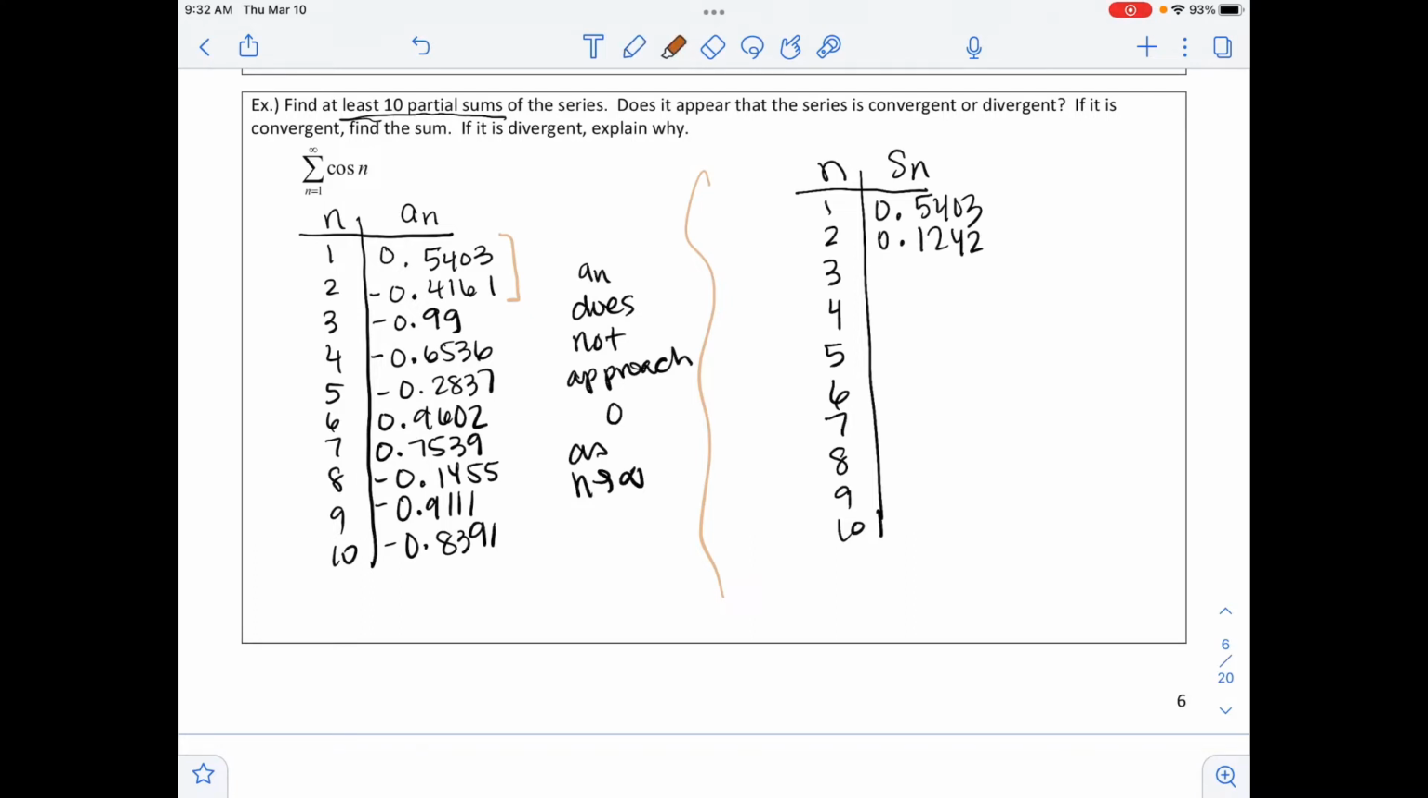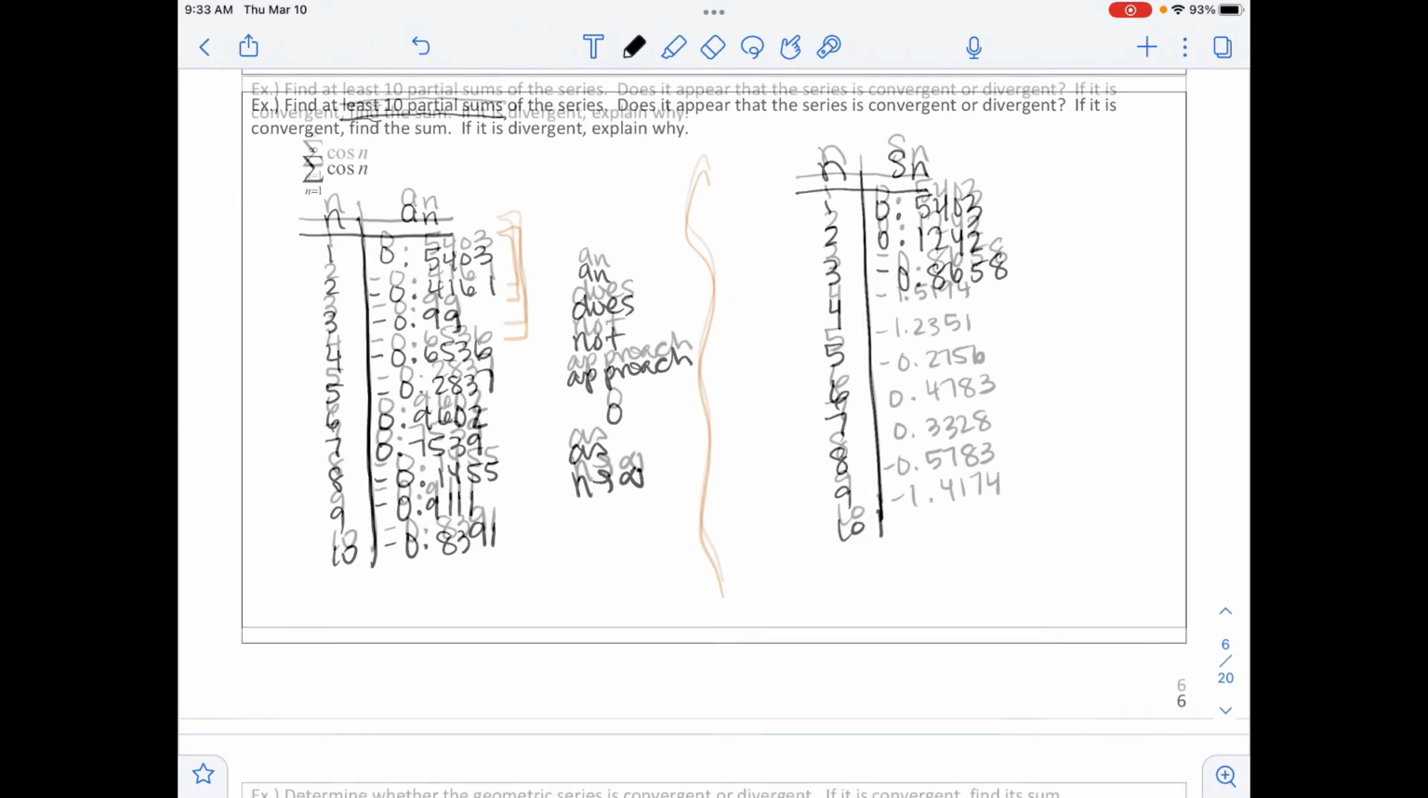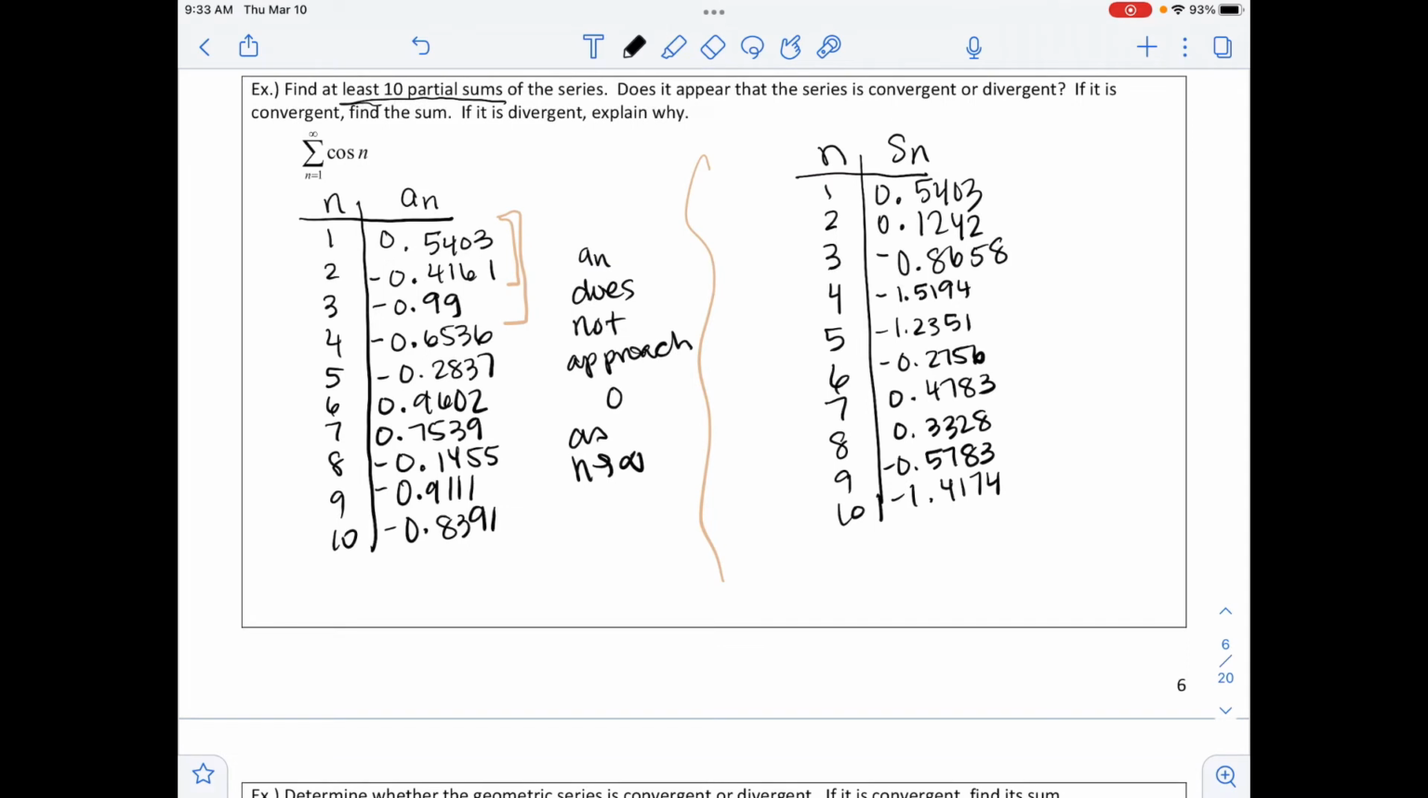Finding our third partial sum would be adding together these three terms, which is negative 0.8658. And continuing this on again with a calculator. And so from the calculator, we can calculate those remaining partial sums. And looking at the partial sums, it does not seem to be approaching a fixed value.